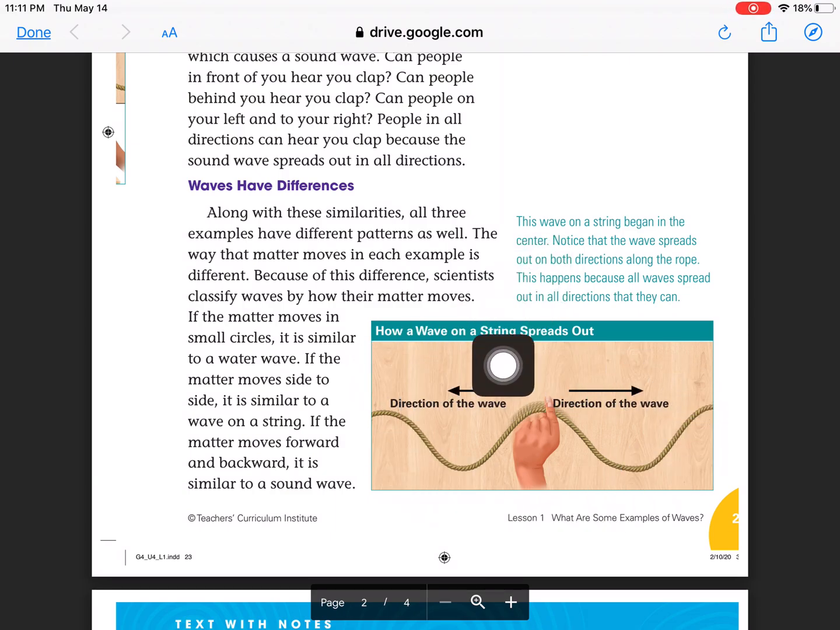So here's another image, an illustration of how a wave on a string spreads out. This wave on a string began in the center. Notice that the wave spreads out in both directions along the rope. This happens because all waves spread out in all directions that they can. So this is kind of like one of the similarities. If we held it here and we moved it, the wave would go both directions, just like when you clap and it moves out everywhere, and when you throw a pebble in water, it will spread out in all directions.